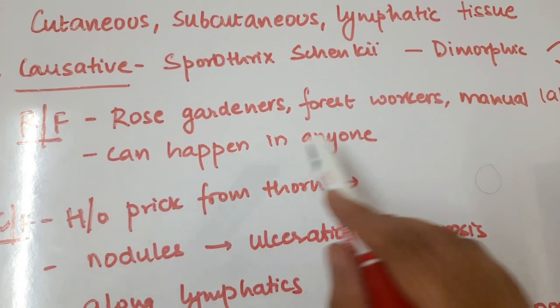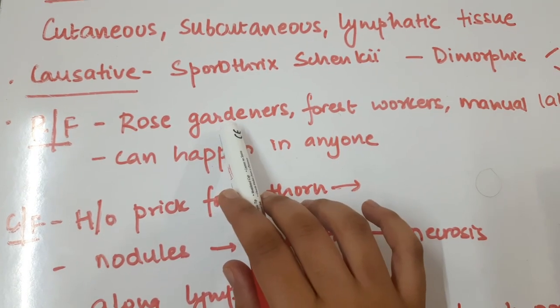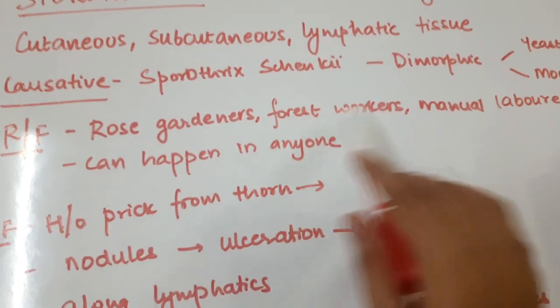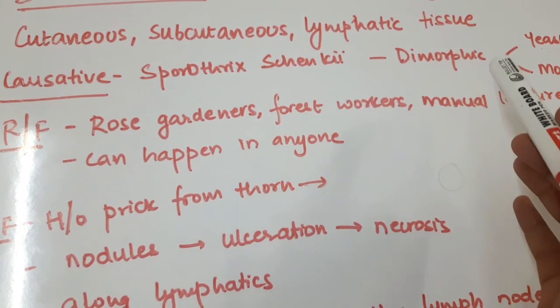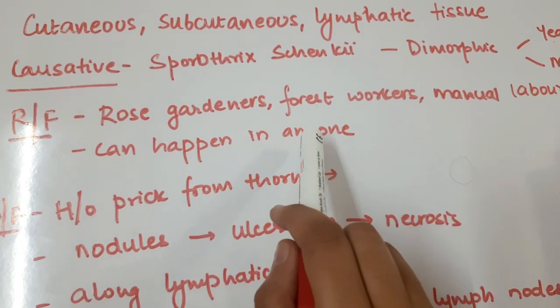The infection can happen in anyone, but the most commonly involved people are rose gardeners, forest workers or manual laborers. So people who are exposed to some sort of vegetation are most commonly involved. However, it can happen in anyone.